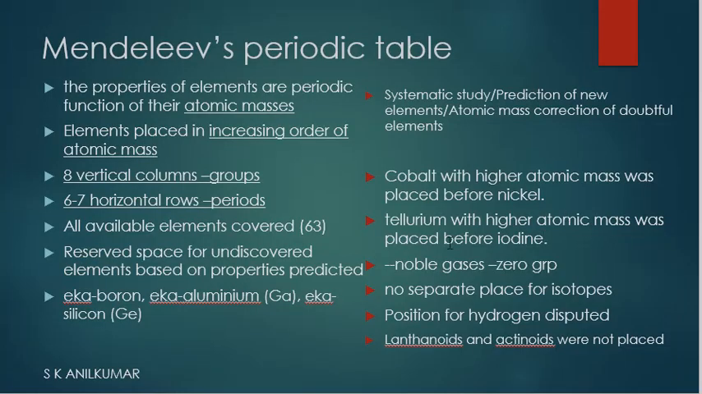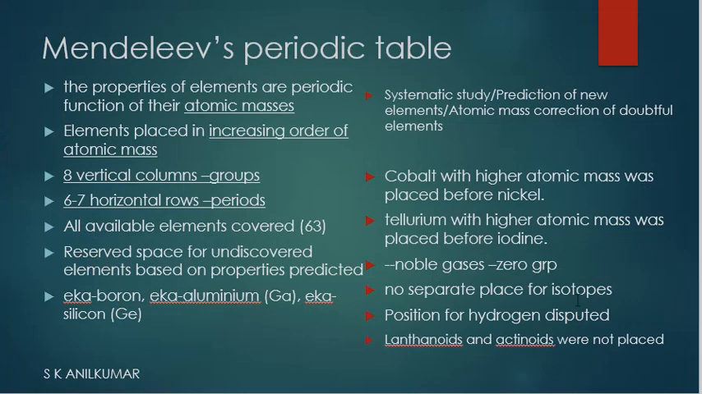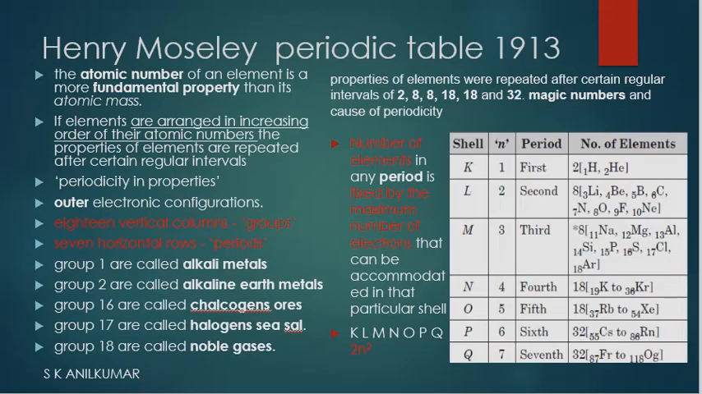And then there were other problems: tellurium was wrongly placed. For noble gases, there was no group, so a zero group had to be created to place the noble gases at the end. Now we have it on the right hand. There was also no separate place for isotopes. The position of hydrogen was disputed. Now we have hydrogen here, but in Mendeleev's table hydrogen's position was disputed. So these were the problems.